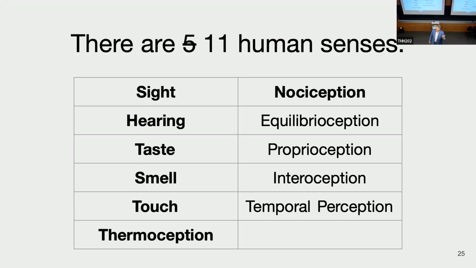And then the others you can't really do in your mind's eye, which is equilibrioception, which is your balance. Proprioception is where your body is in space. Interoception is your ability to detect that you're hungry or you have to go to the bathroom or the like. And then temporal perception is time.